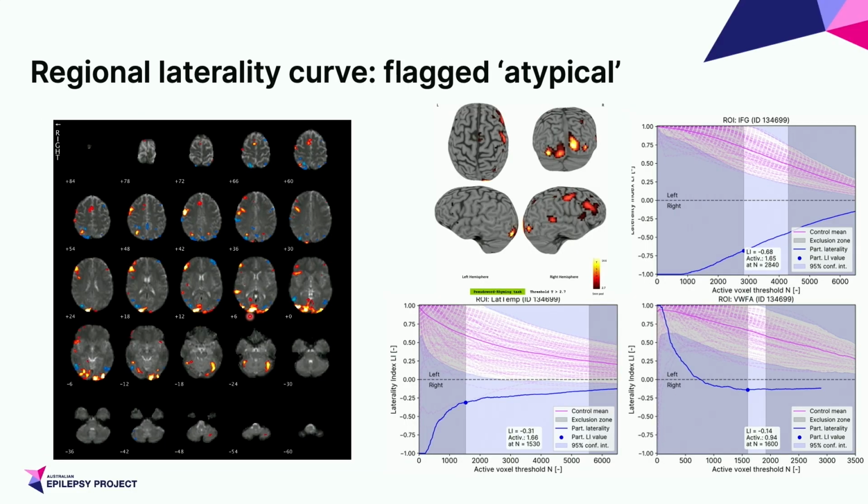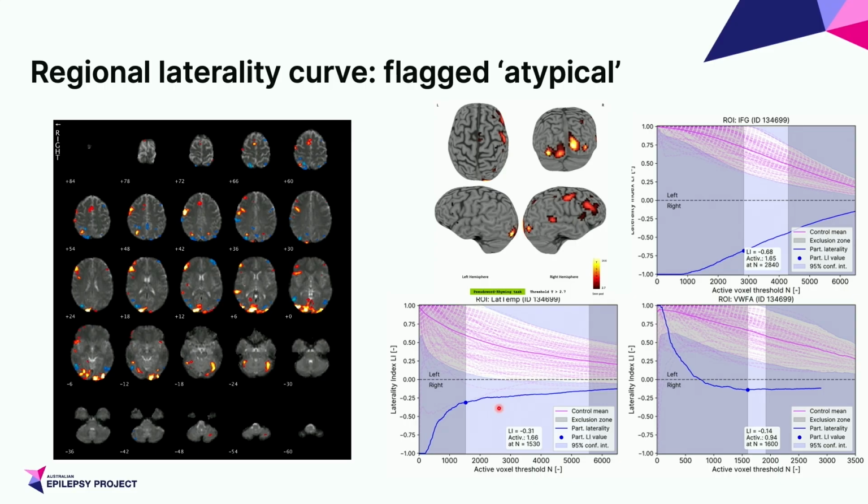Now here's a case where things come up as atypical. And so this is flagged as something's different about this case. We need to actually review it and make sure we understand what's going on and provide an interpretation on that. And so it's immediately apparent when you look at the axial slices that in this case we've got right lateralized language. You can see this on the surface peels as well. And it clearly comes up as this right dominant pattern on the laterality curve.